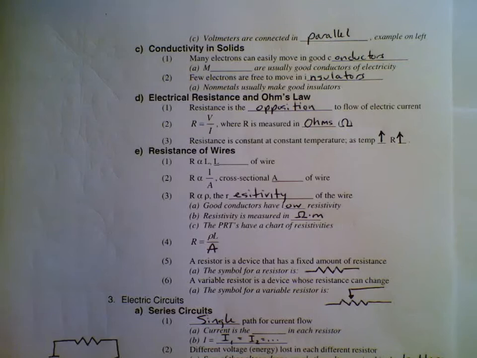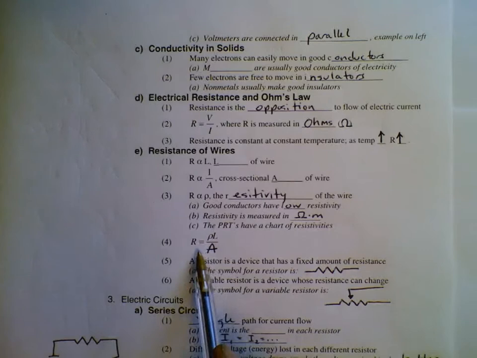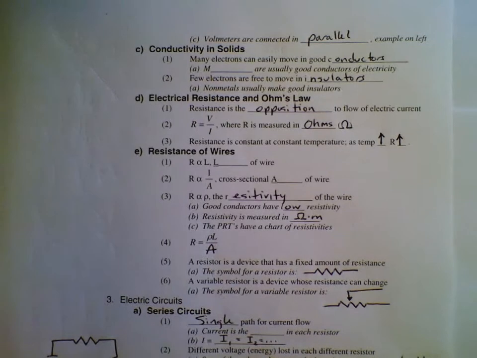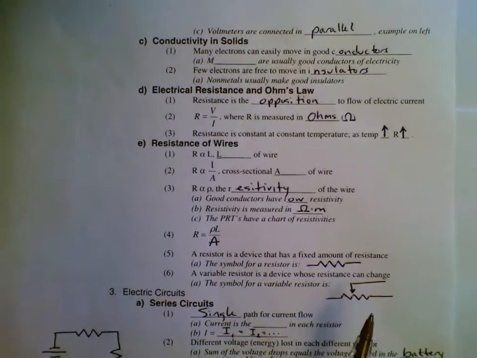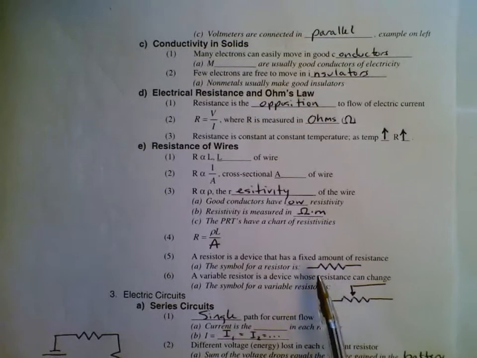The reference tables have a chart of resistivities. They're all given at 20 degrees C because as the temperature increases, it's actually the resistivity that increases. Here's a formula that's on your reference tables we can use to calculate the resistance of a wire, R equals rho L over A. And a resistor is a device that has a fixed amount of resistance. The symbol for it is this squiggly line here.